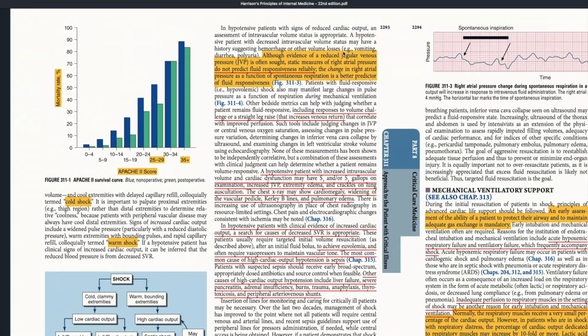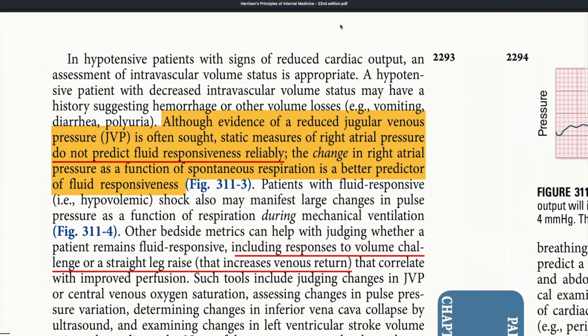So in hypotensive patients with signs of reduced cardiac output, an assessment of intravascular volume status is appropriate. In volume-depleted people, like those with blood loss or vomiting or diarrhea or polyuria, the intravascular volume status assessment is appropriate.